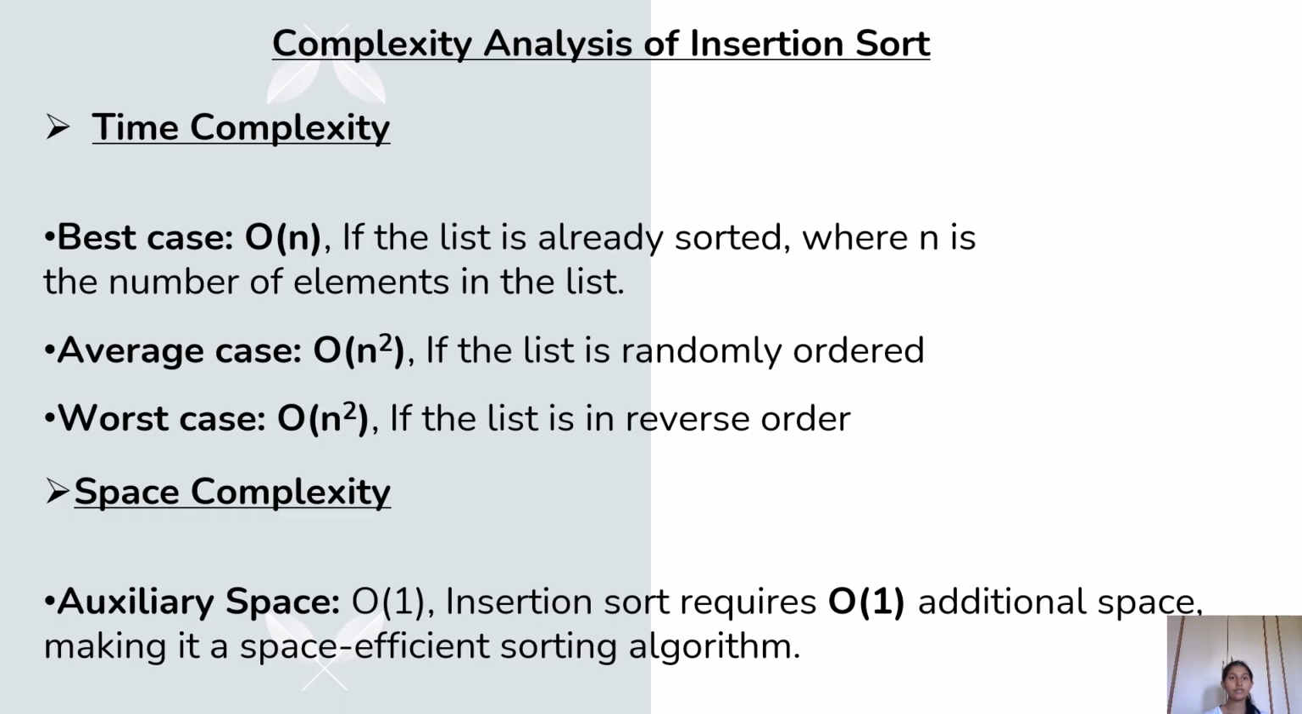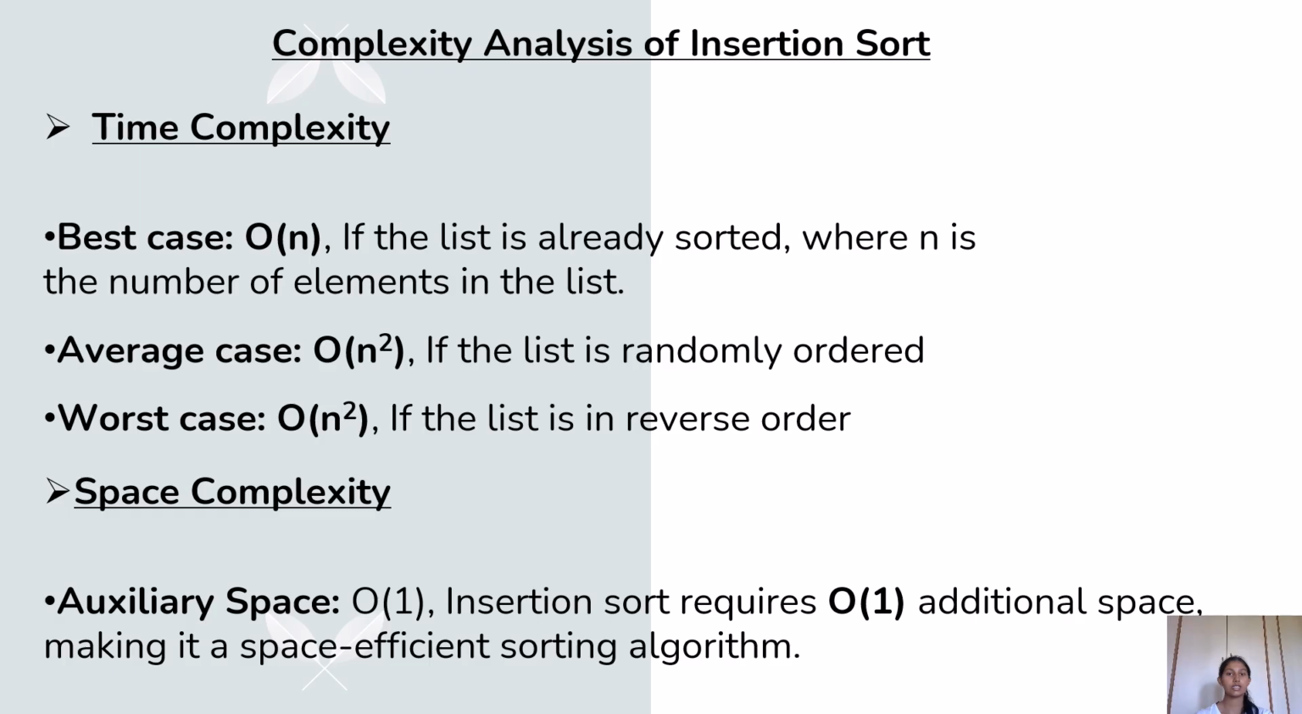Best case: the list is already sorted, where n is the number of elements in the list. The best case complexity of insertion sort occurs when the input array is already sorted. In this scenario, each element is compared with its preceding element until no swaps are needed, resulting in a linear time complexity. Therefore, for the best case, the time complexity is O(n), where n is the number of elements in the array.